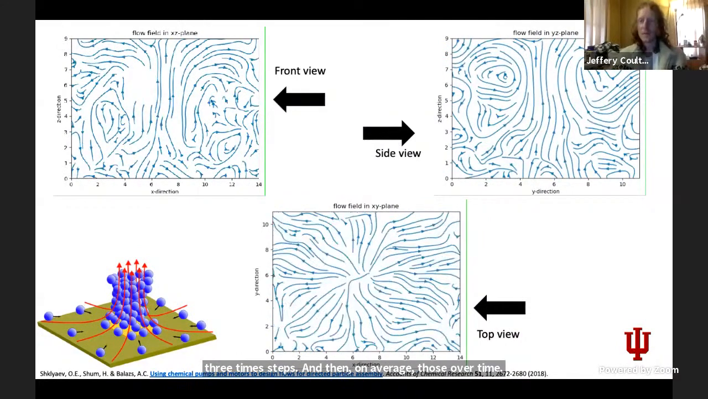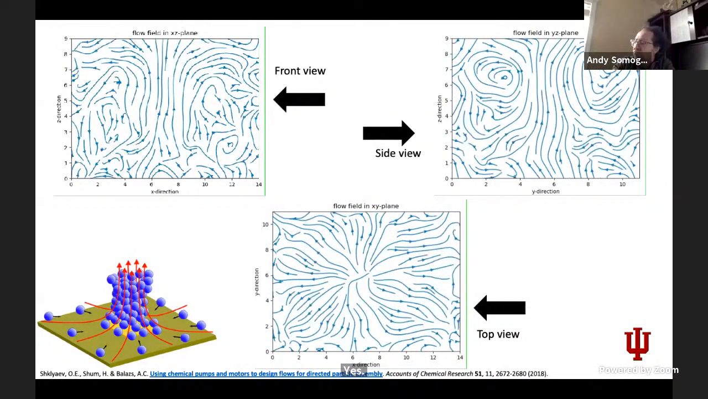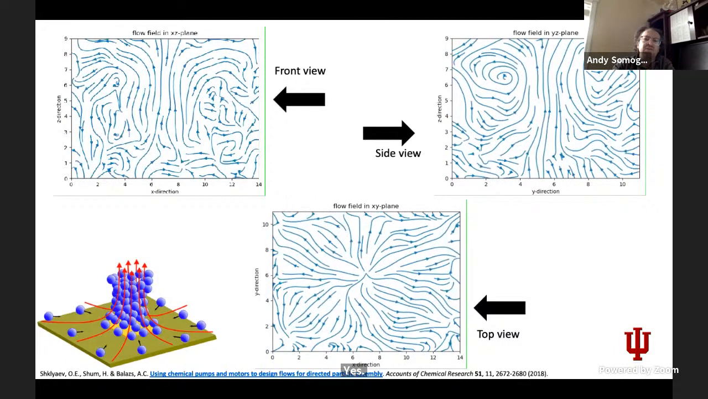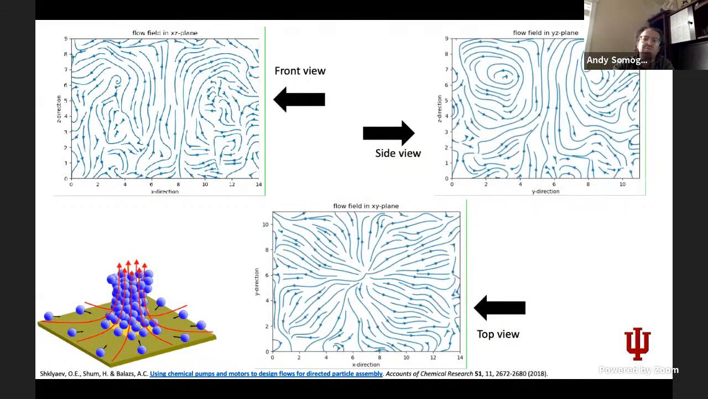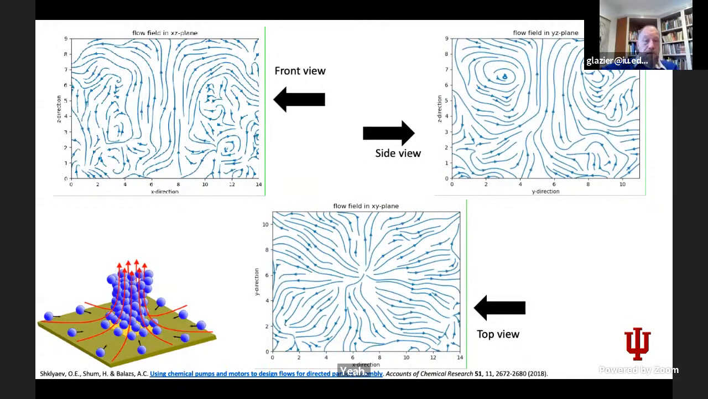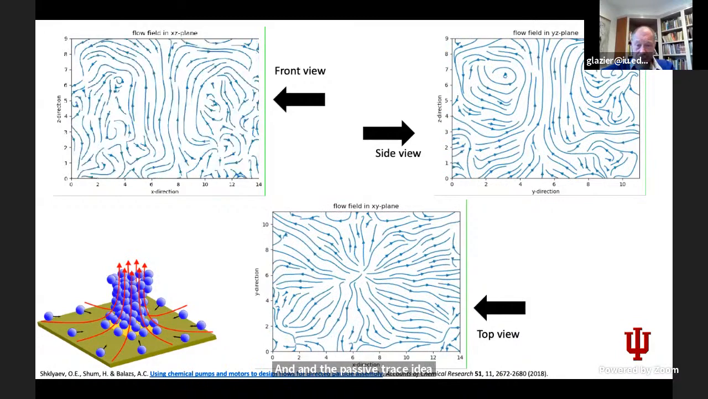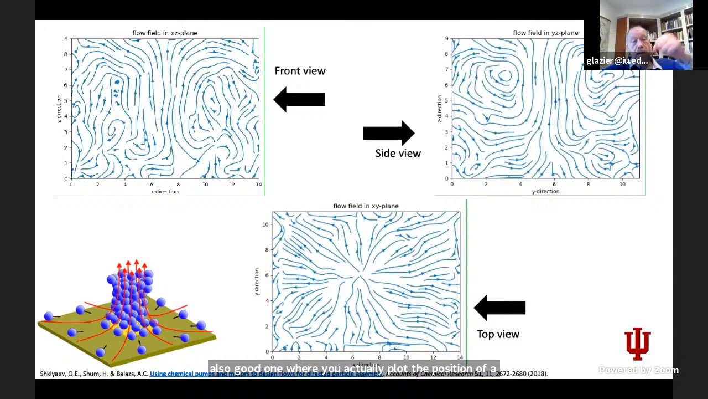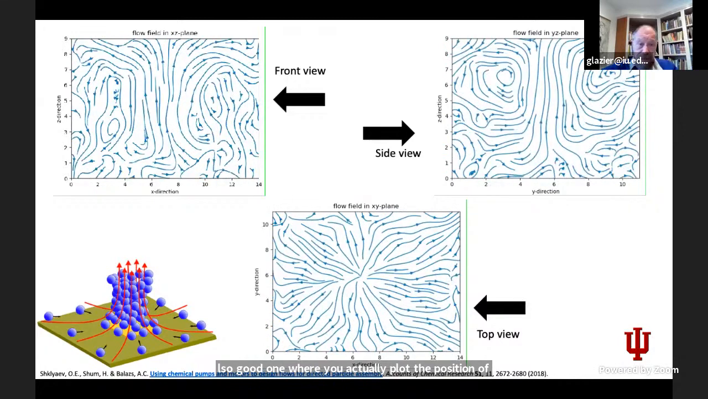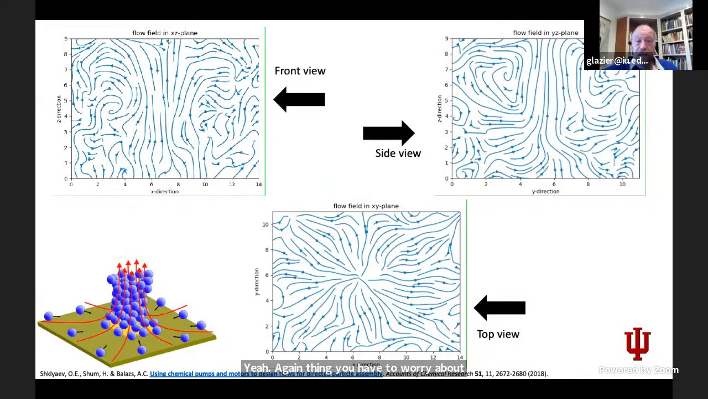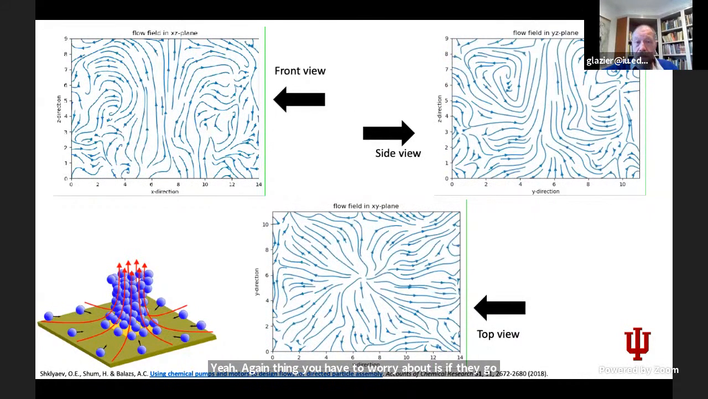Yes. So basically, what I'm saying is, right now we only have spatial averaging, right? We don't have temporal averaging. And the passive trace idea that you had, Andy, is also a good one, where you actually plot the position of each particle versus time over some period of time. Again, the thing you have to worry about is if they go out of plane, you have to have some way of handling that.